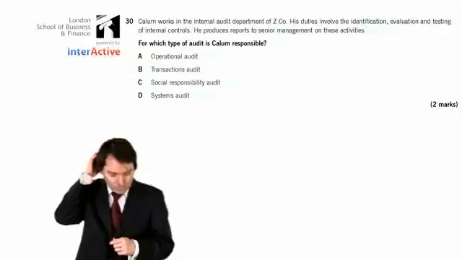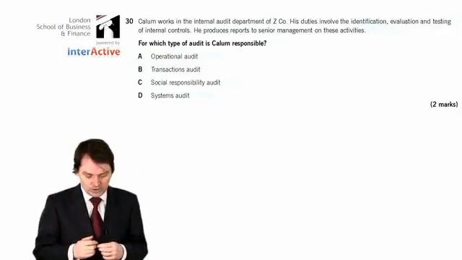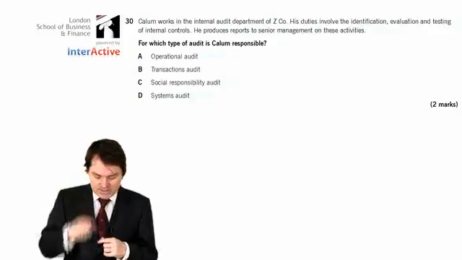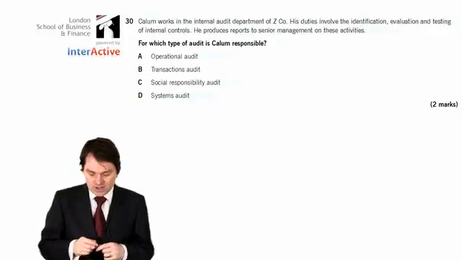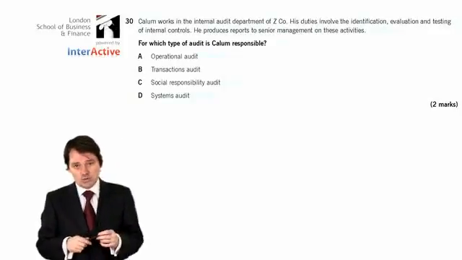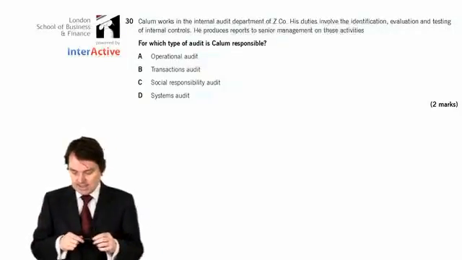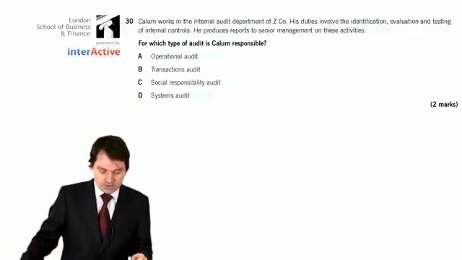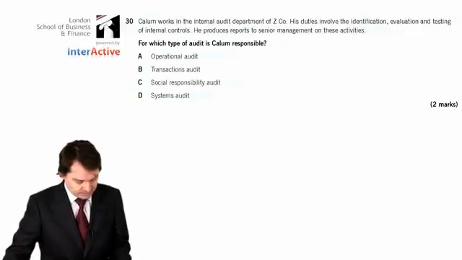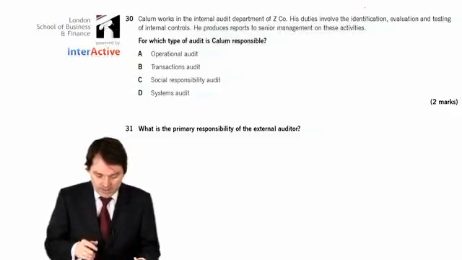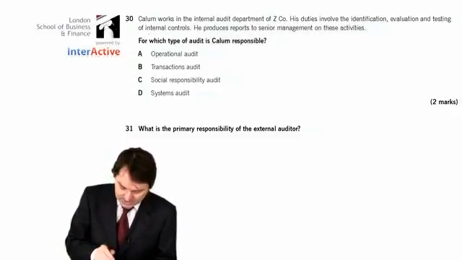Callum works in the internal audit department of Z company. His duties involve the identification, evaluation and testing of internal controls. He produces reports to send to senior managers on these activities. What type of audit is Callum responsible for? So Callum is looking at testing internal controls.